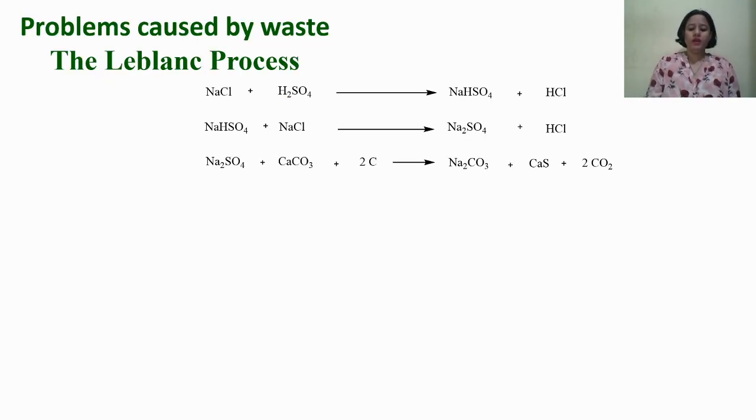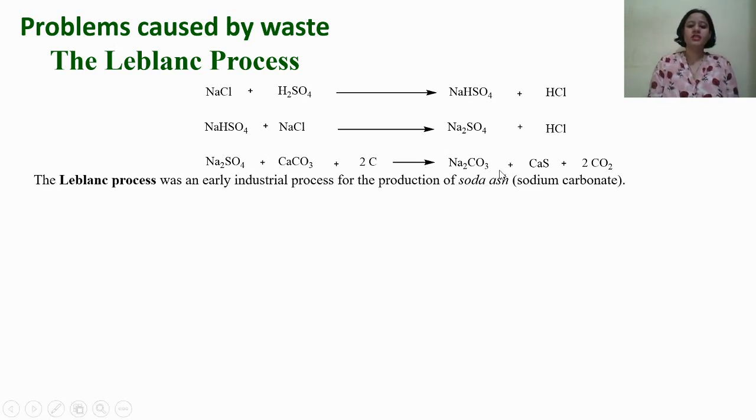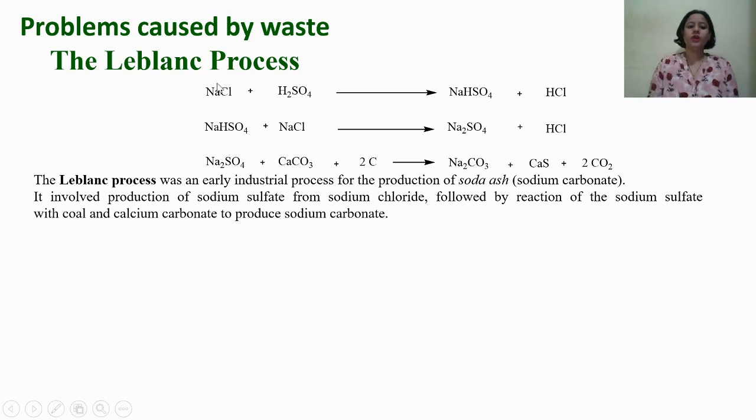Now let us see another example where we can see if waste is generated in a chemical synthesis, the waste can cause problems. Here I have taken the example of the Leblanc process. The Leblanc process is to synthesize sodium carbonate from sodium chloride. And in this reaction, sodium carbonate, calcium sulfide, and carbon dioxide are produced. Here, hydrochloric acid, calcium sulfide, and carbon dioxide are produced as waste.